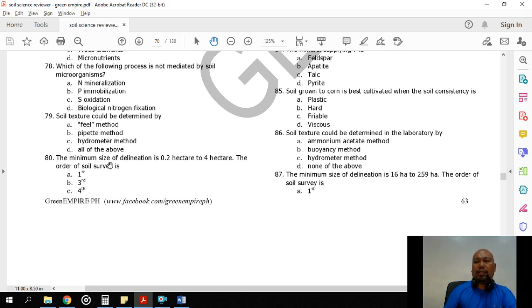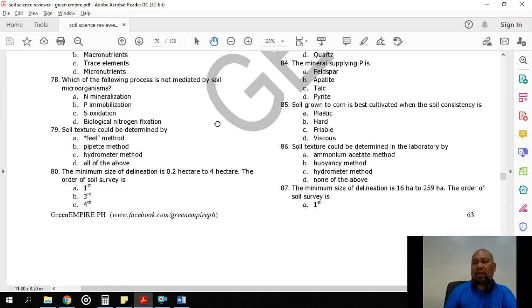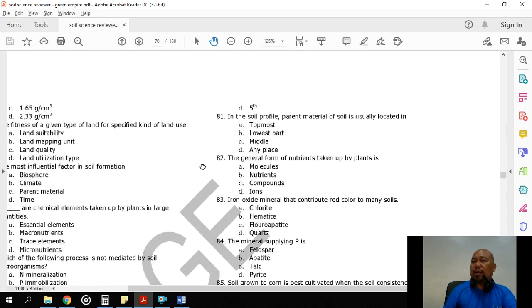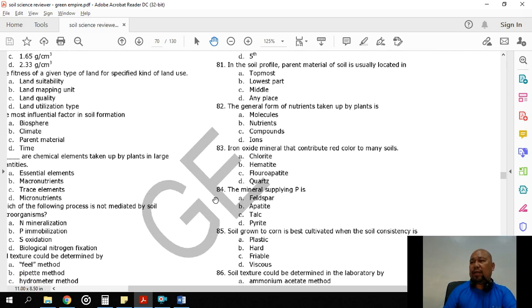Okay, number 80. The minimum size of delineation is 0.2 hectares to 4 hectares. The order of soil survey is first, third, fourth. I don't know the answer, sorry. 81. For the fifth, I don't know.